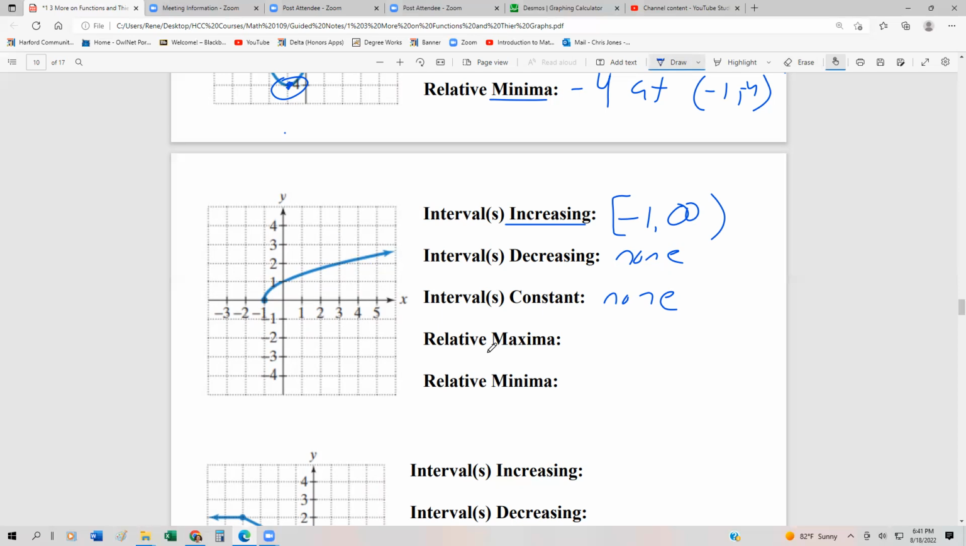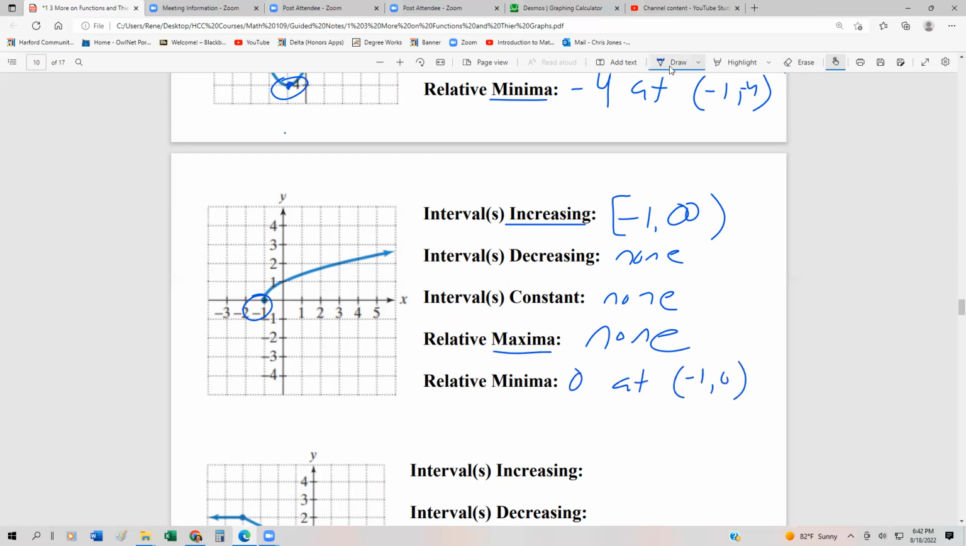Again, maxima: what are the highest points? It looks like it's just going to keep going up forever. I could keep drawing it like that, and I could never find where the maximum of the function is. So there is not going to be a maximum of the function, but the minima, the smallest point, because it's a closed dot, is going to be right here at -1. I'm sorry, at 0, because we're looking at the y value. So it's going to be 0 at the point (-1, 0).